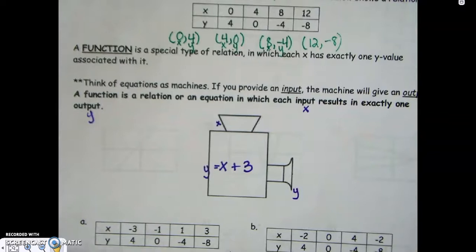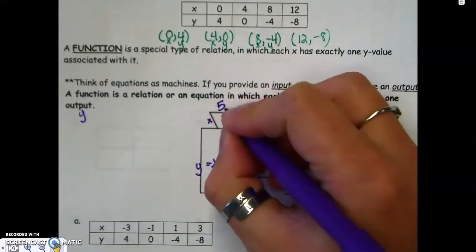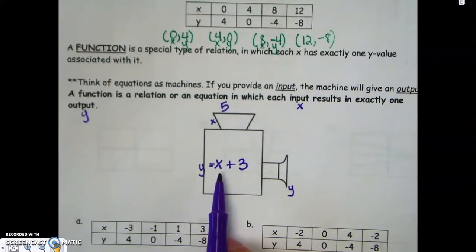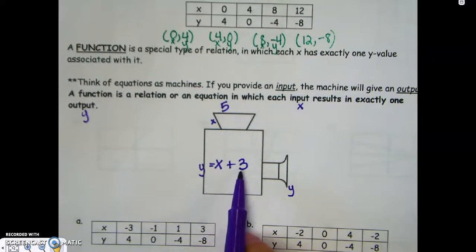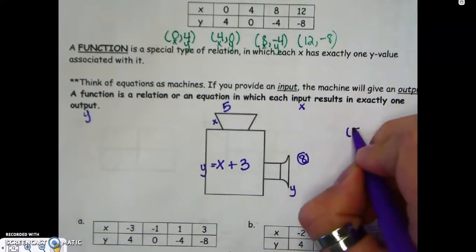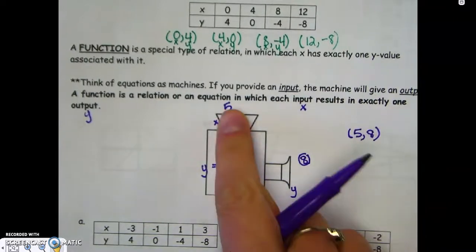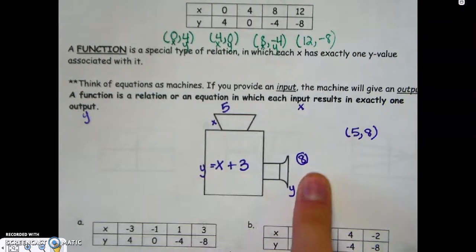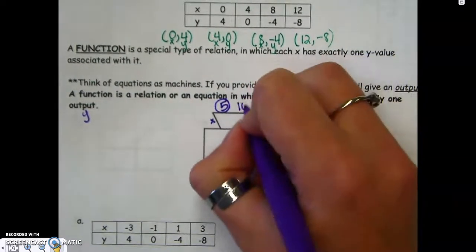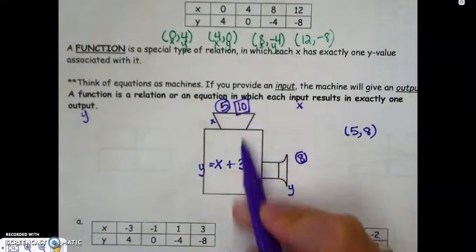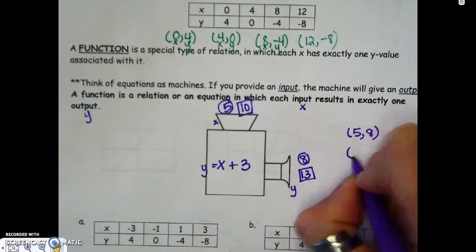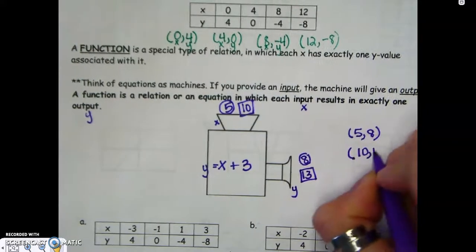If I chose a specific number like 5, and I put 5 into my machine in place of x, then I'm doing 5 plus 3, and it would spit out the number 8. So a coordinate point for this function would be 5, 8, because when I put 5 in for x, it pops out 8 for y. If I put 10 in for x, I would pop out 13. So another coordinate point for this function would be 10, 13.